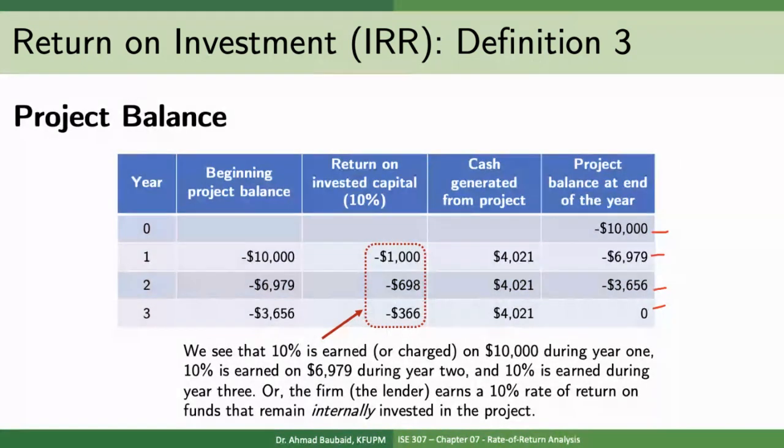And so again, when you apply 10%, when the rate of return is 10%, right? So basically the firm or the lender, the company that lends the money to the project, earns a 10% rate of return on funds that remain, the remaining balance, right? Internally invested in the project, right? And so internally, this is where the name comes from, the internal rate of return, or IRR, okay?